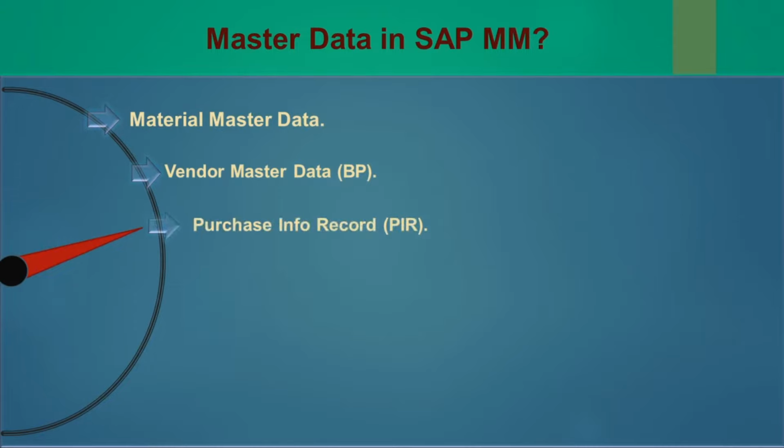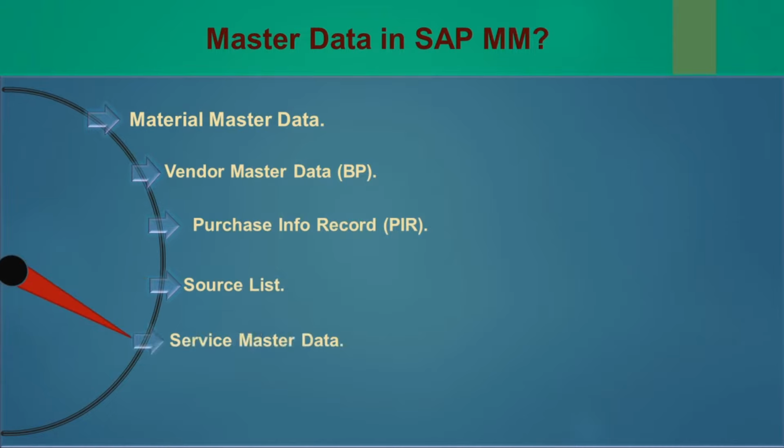Then third one is PIR, or you might have heard purchase info record. So purchase info record is nothing but the combination of material master data and vendor master data that we can directly use in a purchase order, and how we can utilize that we will see further in next videos. Then next one is source list. Source list is another master data type. We use source list when there is one material provided by multiple vendors, or more than one vendor. In that case, we decide from source list which vendor will provide material at what time.